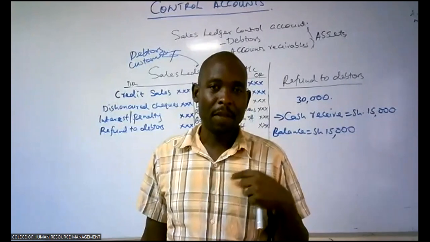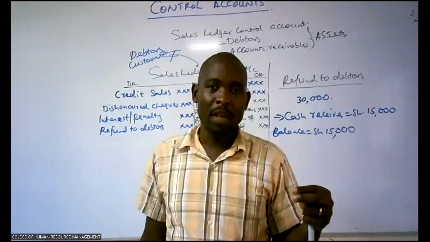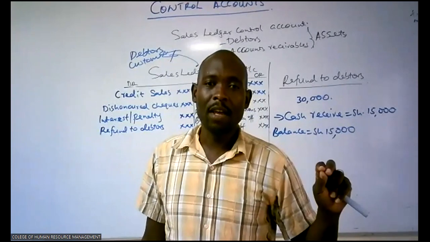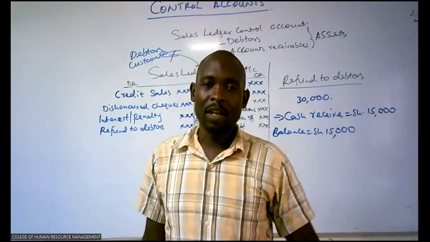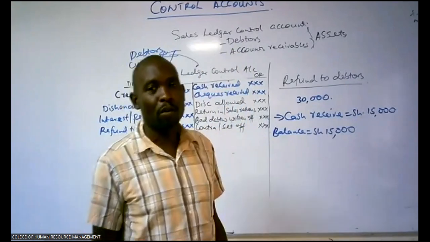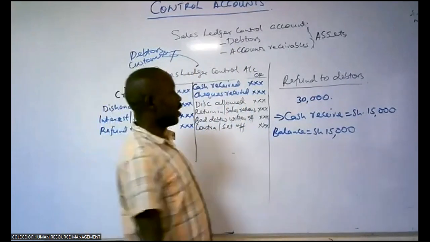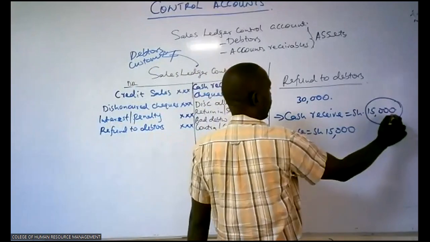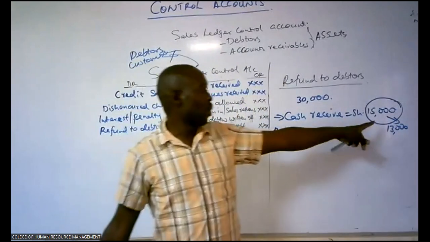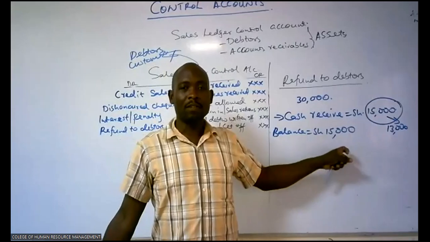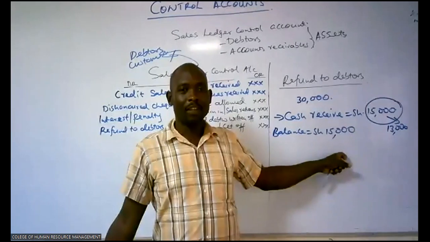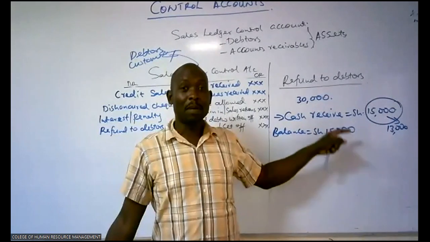Then you realize this particular individual debtor who has paid you 15,000 has overpaid by 2,000. The person was supposed to pay you 13,000, but because the customer did not deduct the discount that you had allowed him or her, the person paid 15,000. Therefore, you are supposed to do a refund of 2,000 to that debtor because of the overpayment. So if this person is supposed to pay 13,000, what will happen to the balance? Are you going to expect still 15,000? No, you expect 17,000.